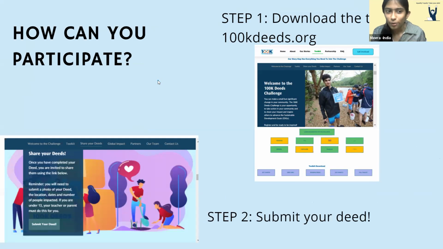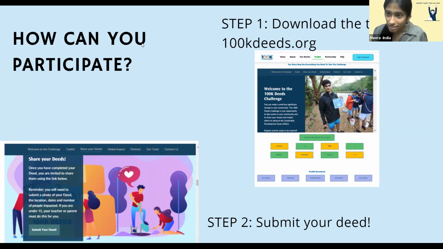Right. So now let's look at how you can participate in the 100K Deeds Challenge. As María said, the 100K Deeds Challenge is a challenge where we ask people to do good deeds for the society, improve the world any way you can, and record those deeds on our website. So the first step is to download the toolkit from our website, which is 100kdeeds.org. The toolkit is basically a document on our website where you will be able to find a list of deeds that you can do. They are separated by SDG and by age group. So whichever age group you are, you can perform as many deeds as you like from whichever SDG you are passionate about. The toolkit is available in a lot of languages, so language is not a barrier.